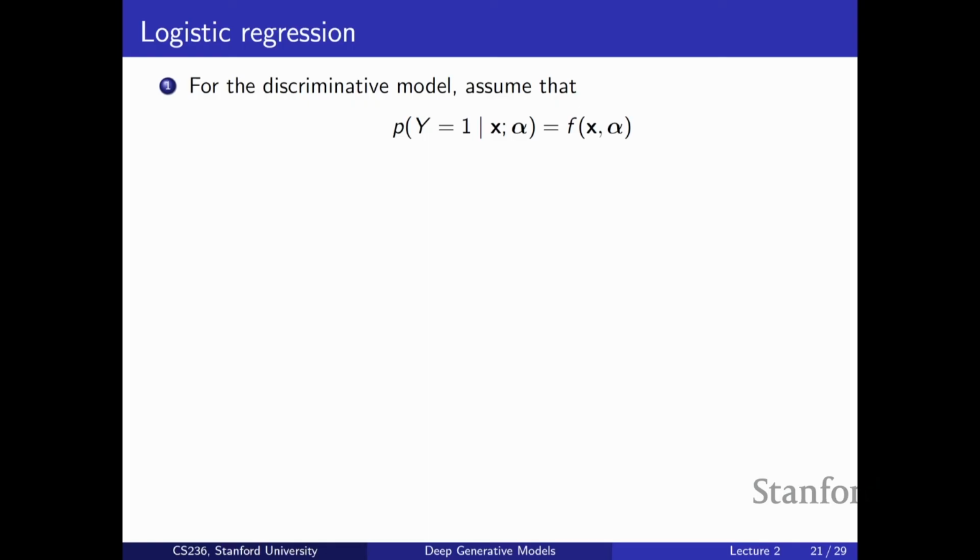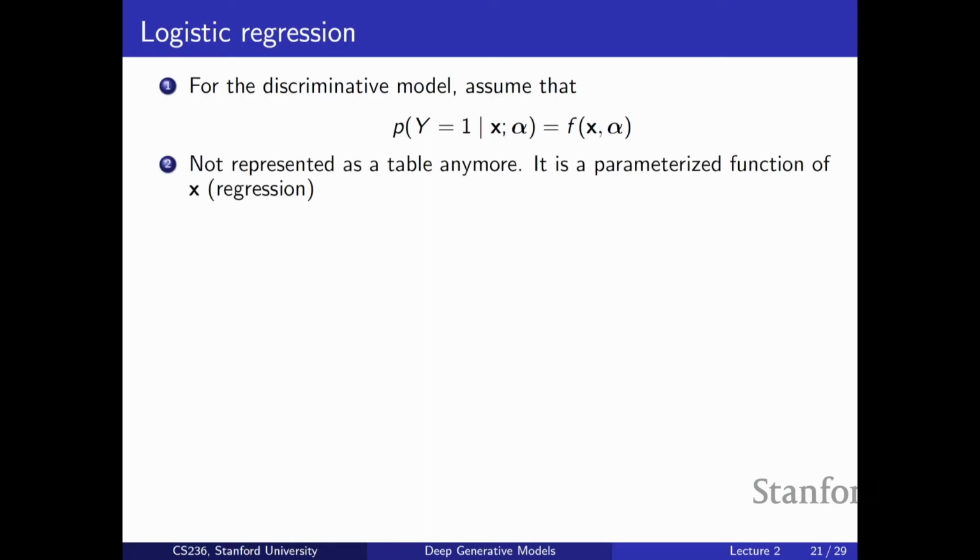And there are many different ways to do it. One way is to do what's done in logistic regression, for example. The idea, and that's why it's called regression, is that essentially it's not a table. There's going to be some kind of function that will take different values of x and will regress them to probabilities for y.